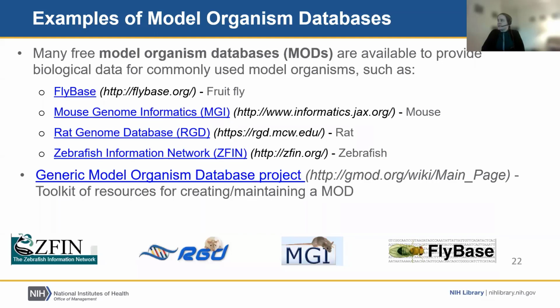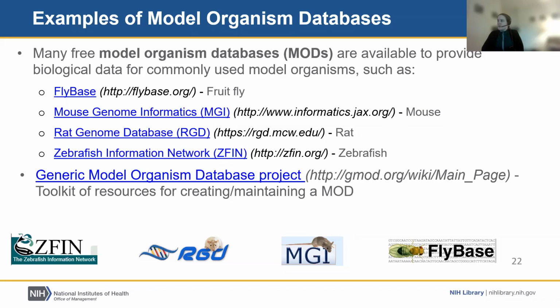Model organism databases, also known as MODs, provide in-depth biological data for commonly used model organisms. These databases are often funded by grants from various government institutions, including NIH, and may be maintained by government, academic, or other nonprofit institutions. Examples of MODs include FlyBase, which covers fly genes and genomes, Mouse Genome Informatics, Rat Genome Database, and the Zebrafish Information Network. Each model organism database may have varying layouts, tools, and data available, depending on the user needs and the resources available to the database developers.